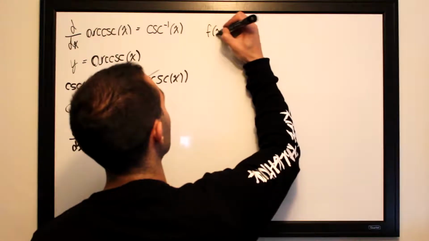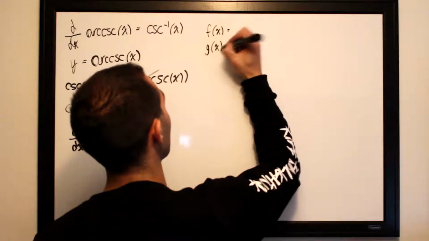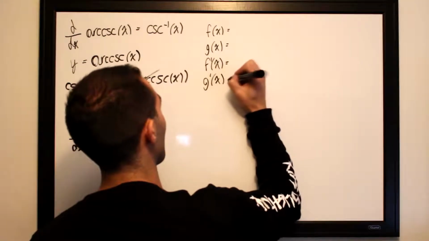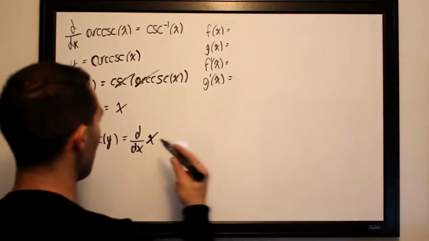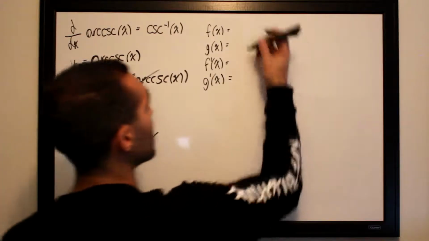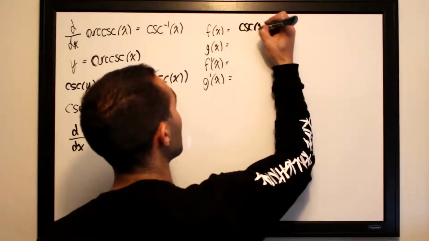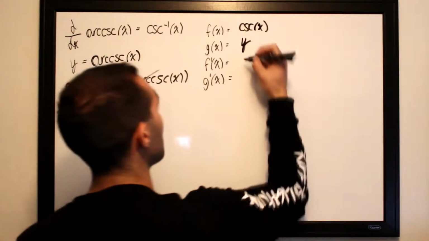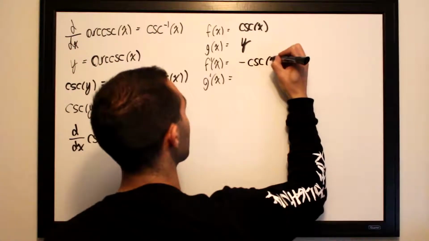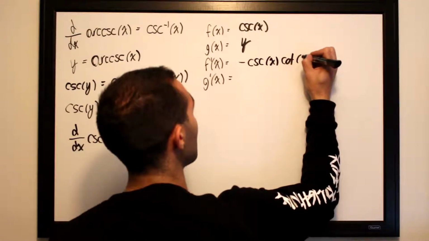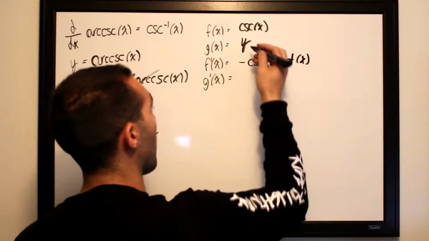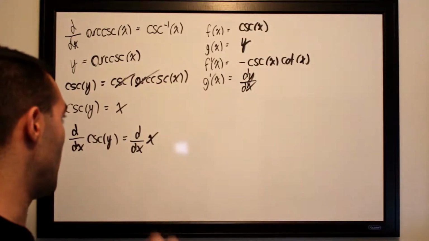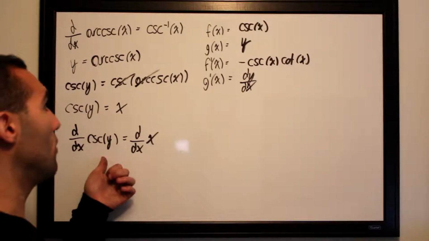So our f, which is our outer function, g, inner function, f prime, and g prime are just the derivatives of the outer and inner function. Our outer function is cosecant of x. Our inner function is y. Our f prime of x is the derivative of cosecant of x, which is negative cosecant of x cotangent of x. And our derivative of y is equal to dy by dx, which is essentially what we're solving for in the end.